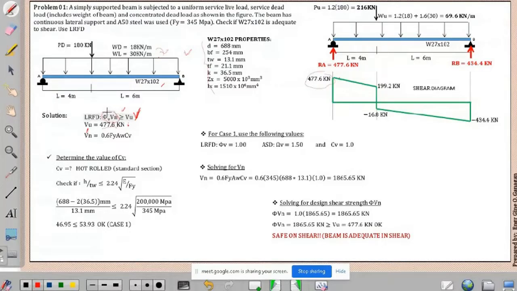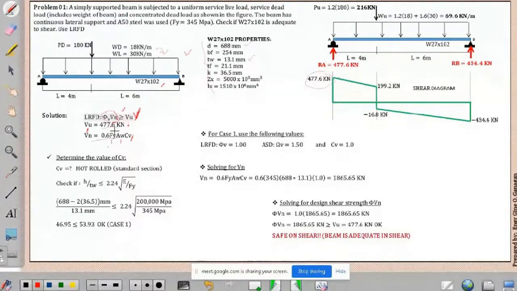Okay? So our phi, we do not know yet because we have two cases. And VN is the nominal shear strength. So to solve for the nominal shear strength, we will use this equation, which is 0.6 FY AW times CV. Okay? 0.6 FY times the area of the web, that is D times TW. Our problem is the CV. So how do we solve for the CV? We have to determine the value of CV.